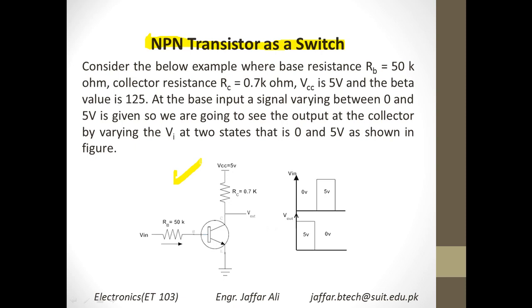This is shown over here, and the base resistance RB is given as 50k. The 50 kilo ohm resistor is connected at the base, and the collector resistance is 0.7 kilo ohm. The VCC, the voltage supplied here, is 5 volt. And the beta value, the transfer characteristic for this transistor, is given to you as 125. At the base, the input signal varies from 0 to 5 volt. This V in is varying from 0 to 5 volt.